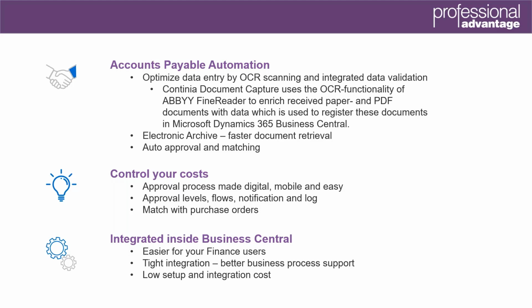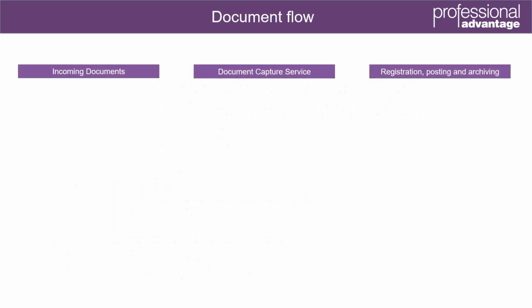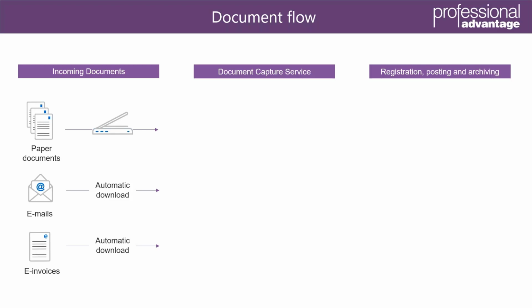To give you some context, the next few slides are going to step us through graphically what I'm going to be demonstrating. The types of documents that document capture can process are paper documents, which have been manually scanned in by a scanner attached to the user's computer, emails which have come in with PDFs in them, and also e-invoices. If a vendor has a computer system which will generate XML electronic invoices, they can be processed as well.